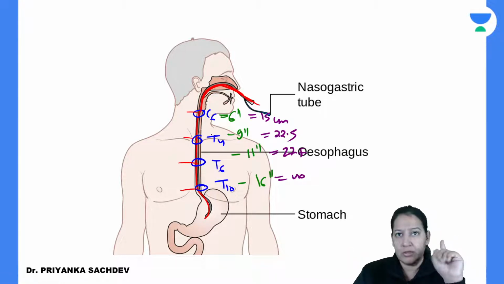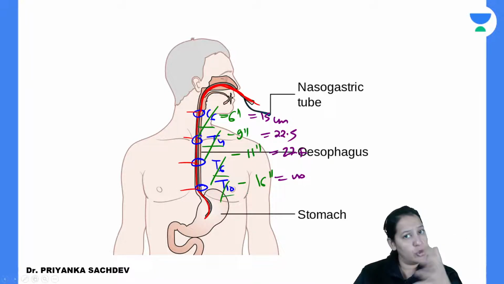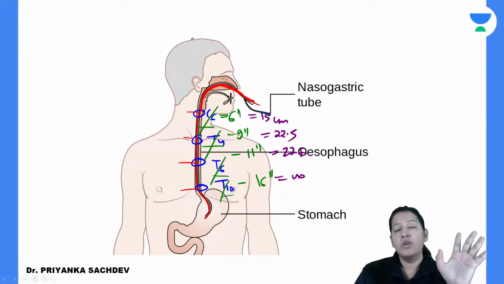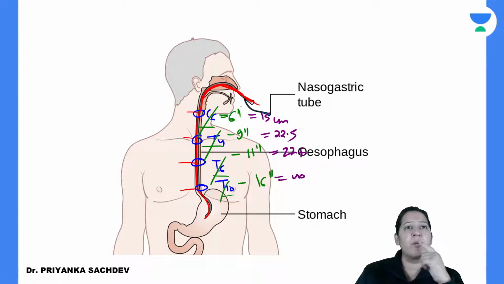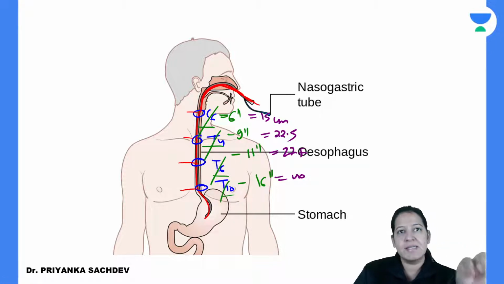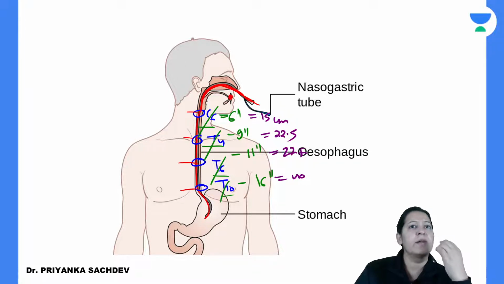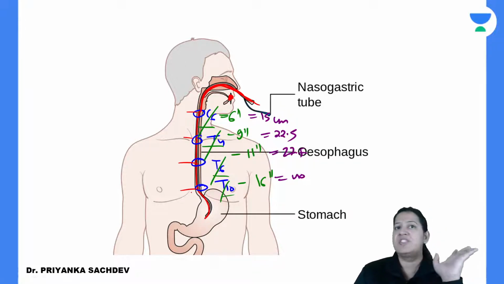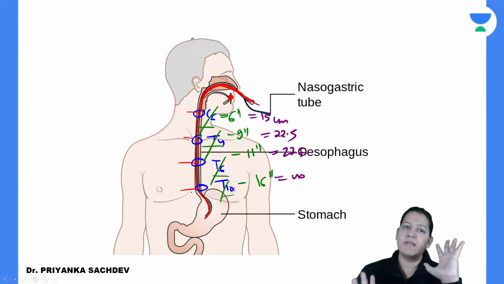So you should know 3 things. The 3 things are in front of you. You should know their level, the 4 constrictions. What is the level? C6, T4, T6, and T10. You should know the reason for each of them. You should know the distance of each of them from the incisor. All these distances are from the incisor teeth. So all distances are from the incisor teeth.